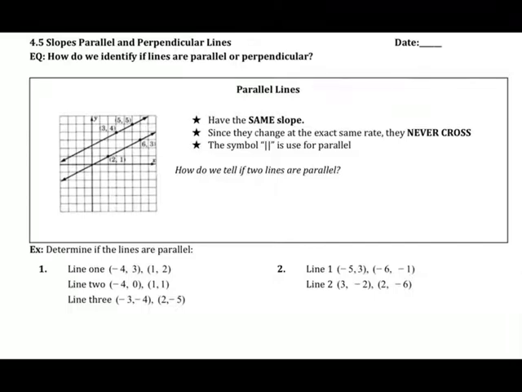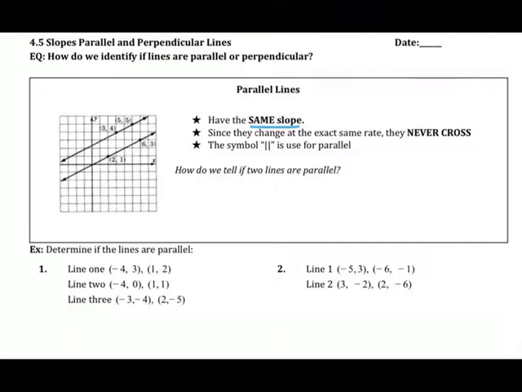So parallel lines are lines that have the same slope, the same m value. Remember, if we have an equation in slope-intercept form, we can identify that from the mx plus b. If we have an equation in point-slope form, we can identify that from the number in front of parentheses. But no matter what, or if we have lists of ordered pairs, we can identify that by finding the slope using the slope formula. But they have the same slope.